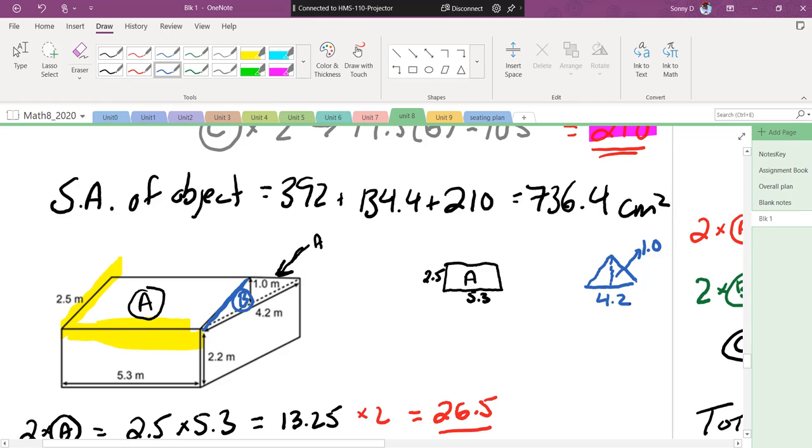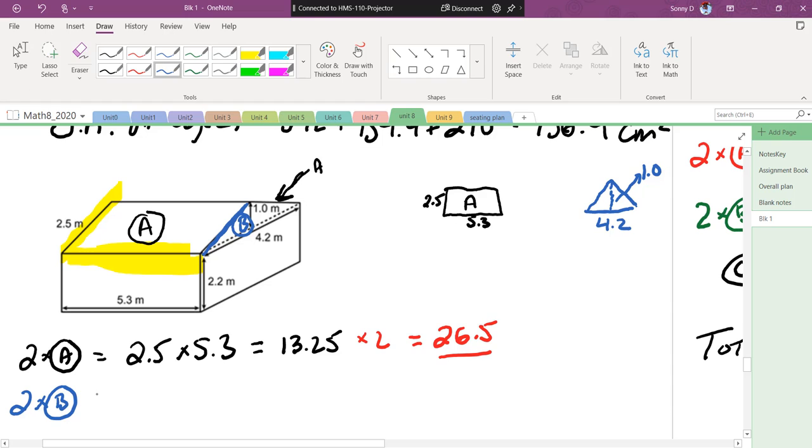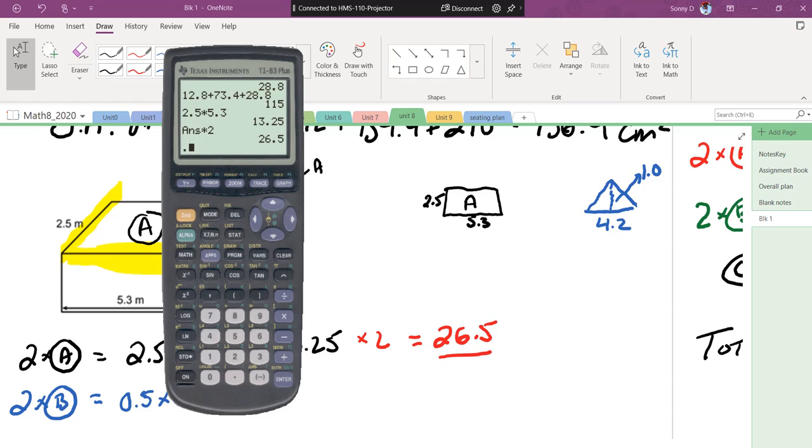So most people understand the process. It's just digging out this information. Make sure you understand how to read the diagram. All right. So the formula for a triangle is 0.5 times your base, which is 4.2, times your height, which is 1.0. So we go 0.5 times 4.2 times 1 is 2.1.